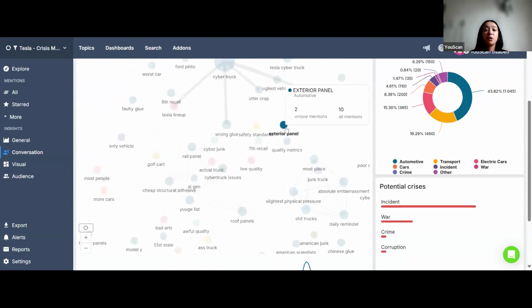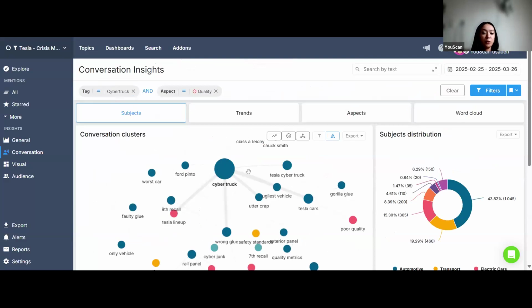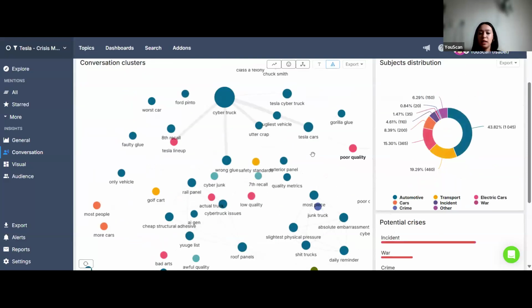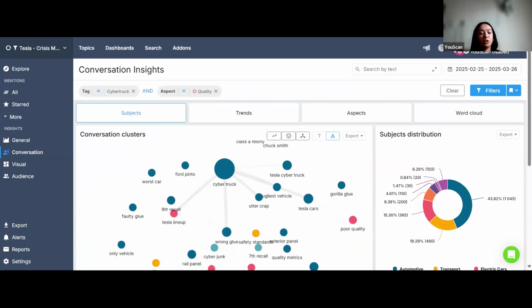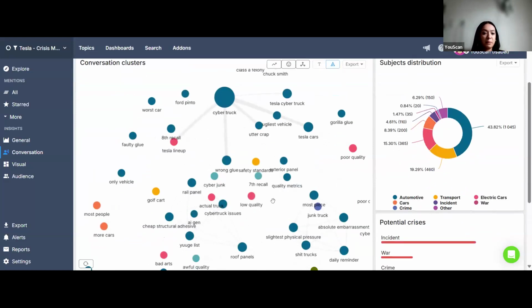quality metrics, exterior panel. That's a very interesting insight because I don't know if you know this, but due to a manufacturing issue, all the Cybertrucks that had already been produced, around 46,000 cars, had to be recalled. And all their customers were refunded. This is because there is a risk of the car's panel falling off while you're driving. So that's the crisis related to Cybertruck. Due to a manufacturing issue, people increased the discussion about the negative quality related to the falling of the panel of this car model in specific.